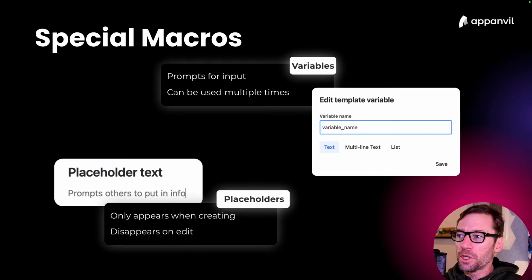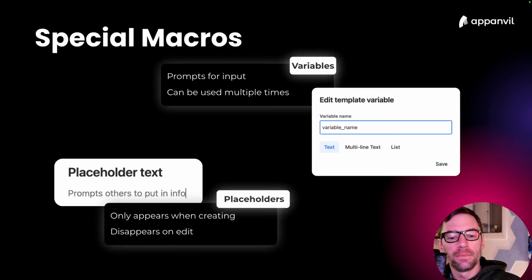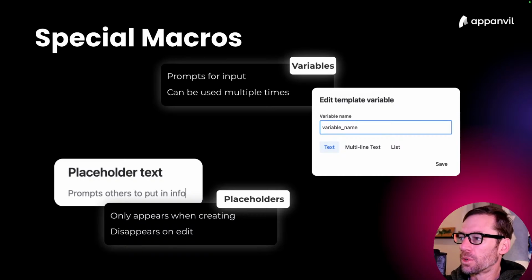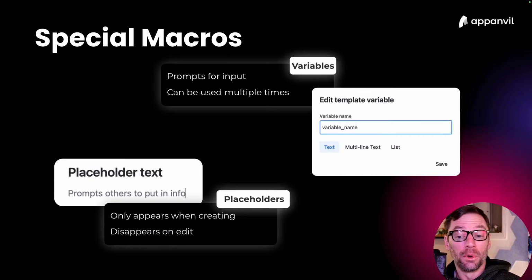There are two special macros that show up when we edit a template. One is a variable, and this is some kind of input, maybe project name or team members or something. And you can use it in multiple places on the template. So when it's created, it fills it in automatically. This saves me the trouble of typing in the name of the project 15 times. I just type it in once, and it shows up everywhere that variable exists.